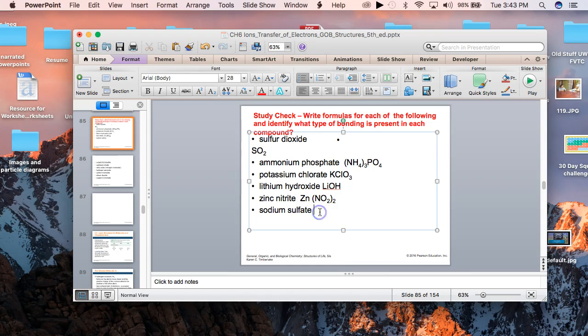Okay, sodium sulfate, so Na, and it's plus, sulfate is 2 negative, so crisscross, it's Na2SO4. Okay, so SO2, ammonium, NH4 3PO4, KClO3, LiOH, Zn NO2 2, and Na2SO4.